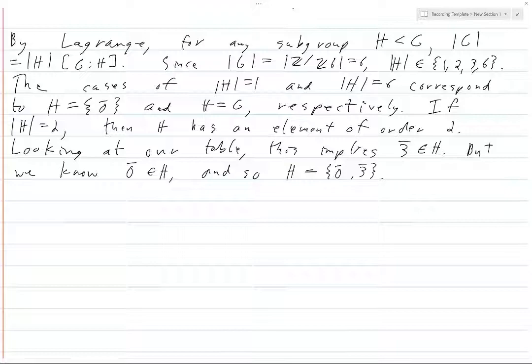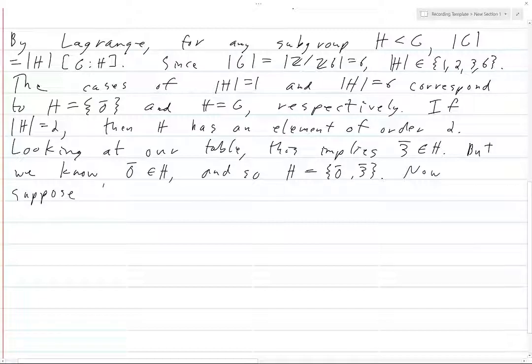And if you're worried about this, like, wait, do we know this is a subgroup? I mean, look at it. 3 plus 3 is 0. 0 plus 0 is 0. 0 plus 3 is 3. It's fine. Inverse of 3 is 3. Inverse of 0 is 0. Yeah, it's good. Don't worry about it. Okay.